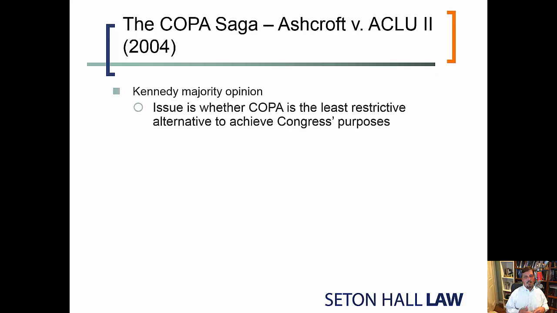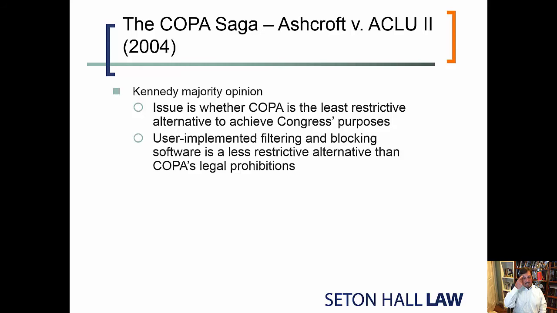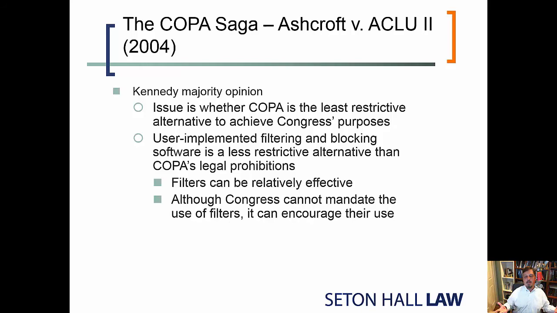And so now Justice Kennedy writes the majority opinion. And now Justice Kennedy is going to address this in a framework that's sort of more consistent with traditional First Amendment jurisprudence, and particularly First Amendment jurisprudence aimed at the content of speech. And he asks whether this statute is the least restrictive means of advancing the purpose of trying to protect minors from having access to this. And he says no. He says users can implement on their own filtering and blocking software if they want to. And that kind of software, he says, can be relatively effective. It can't be mandated by Congress, but it can be encouraged by Congress.